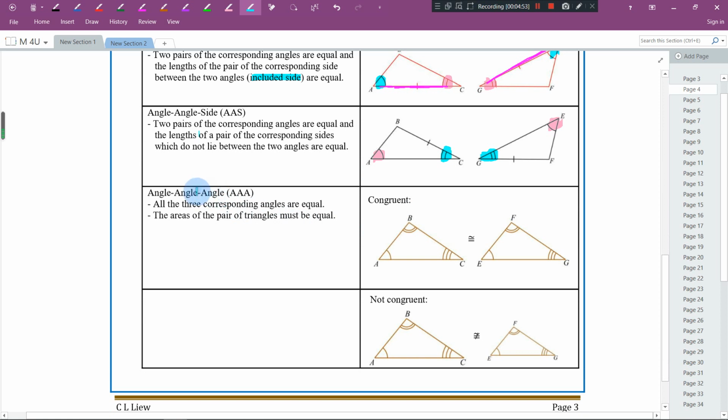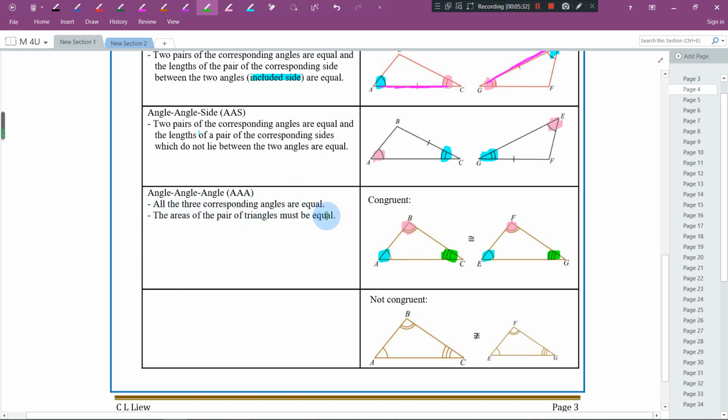Okay, now for this angle, angle, angle, you must be a little bit more careful. All the three corresponding angles are equal. This and this are the same size. This and this, and the last one the same size as well. If let's say we don't have the diagram and we don't know the area, we actually cannot make a conclusion that they are congruent. They can be congruent, they can be not congruent. Okay, I will show you why.